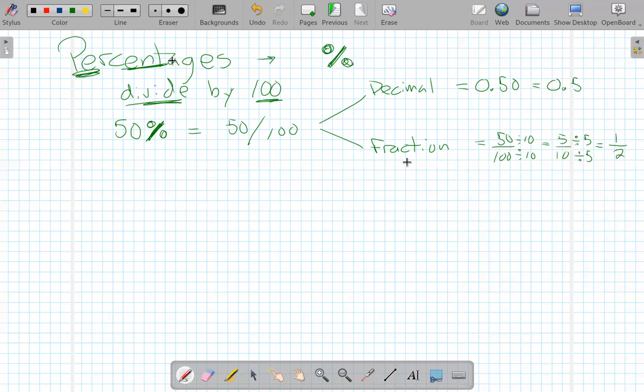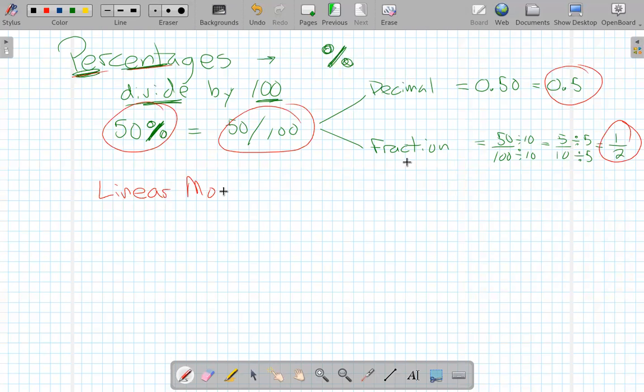So 50% literally means take 50 and divide by 100. We can represent that as a decimal by carrying out that division by 100, or we can reduce it to be a fraction. Percent. Divide by 100. Now, in terms of modeling that, there's a couple ways we do that. We can use a linear model or an area model. So I've got linear model versus an area model.